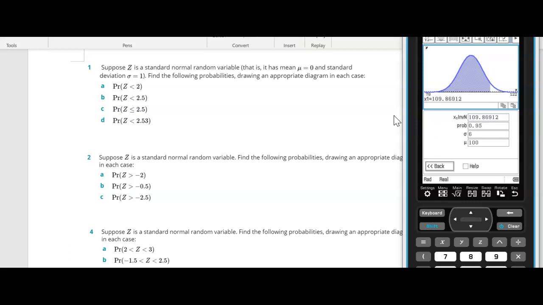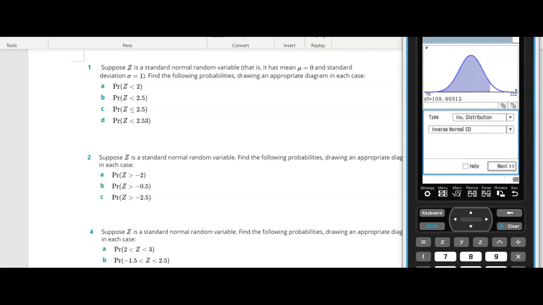So suppose Z is a standard normal distribution. Find the following probabilities. So I do prefer to work with the graph, and you also have to, oh no, this one you don't have to graph. Oh yes, you do. Drawing an appropriate diagram. There we go. So let's just go back. Okay, so the probability that Z is less than 2, so we're going to the left. Whoops, no, wrong.